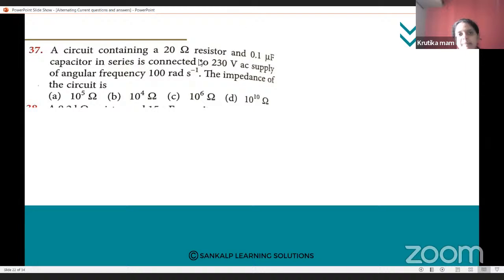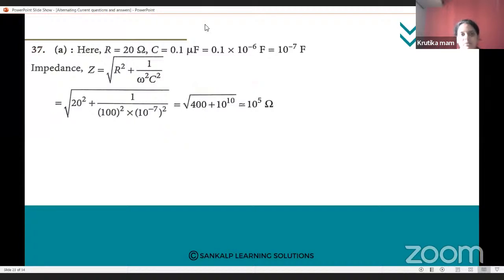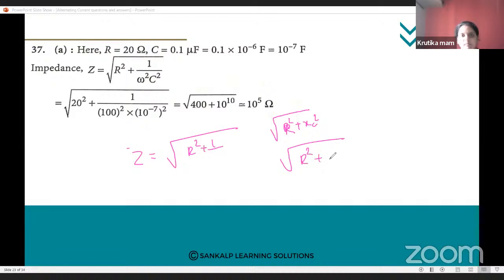Again, they are asking for Z. V is given, R is given, C value is given, omega value is given. Yes. So you can see here the formula is Z is equal to under root of R square plus XC square, which is R square plus XC, that is 1 upon omega C, square, so omega square into C square. Therefore, we can substitute R is equal to 20 ohm. Here you can see R is equal to 20 ohm, so 20 square, plus 1 upon omega square into C square.